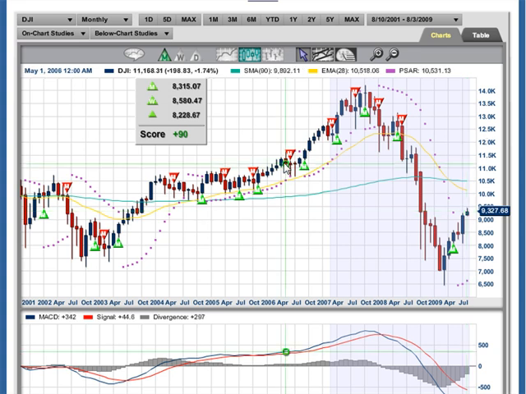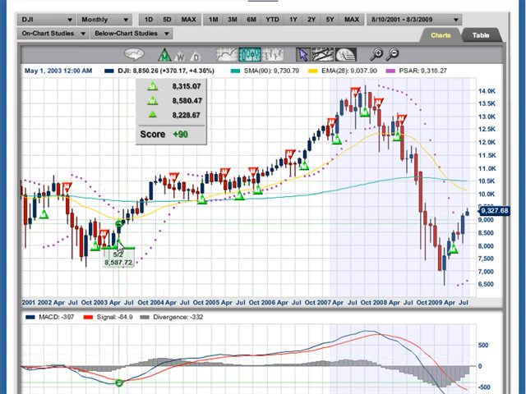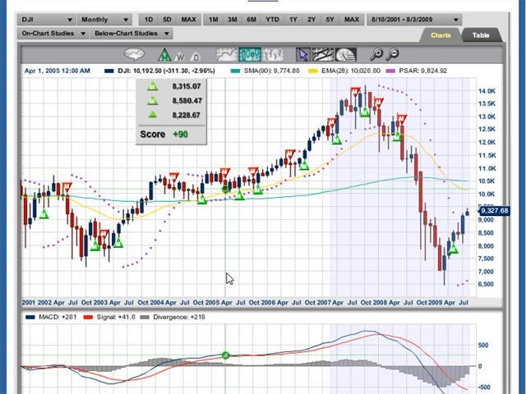Today I wanted to show you a little trick that I like to use when analyzing market direction in market indices. What I have here is a monthly chart of the Dow Jones Industrial Average, and I wanted to show you how to use the MACD to filter trade triangle signals from Marketclub.